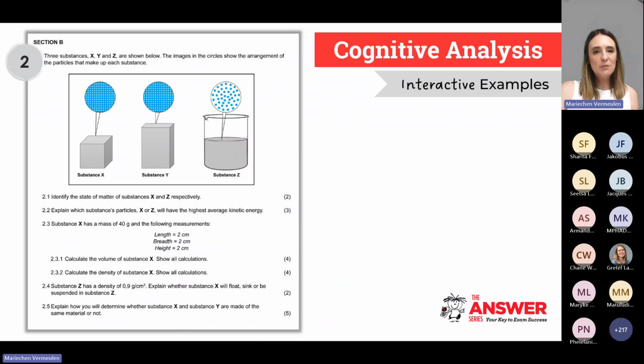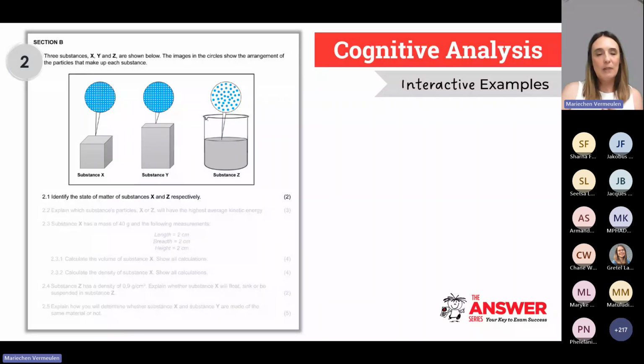So moving on to section B, we're going to do some of these questions on the slide here. And this is now based on matter and materials. Right, so same reasoning applies. We're going to just read the question and then discuss and do the poll. Identify the stem of the question. 3 substances, X, Y, and Z, are shown below. The images in the circles show the arrangement of the particles that make up each substance. Question 2.1, identify the state of matter of substances X and Z respectively. X is a solid and Z is a liquid.